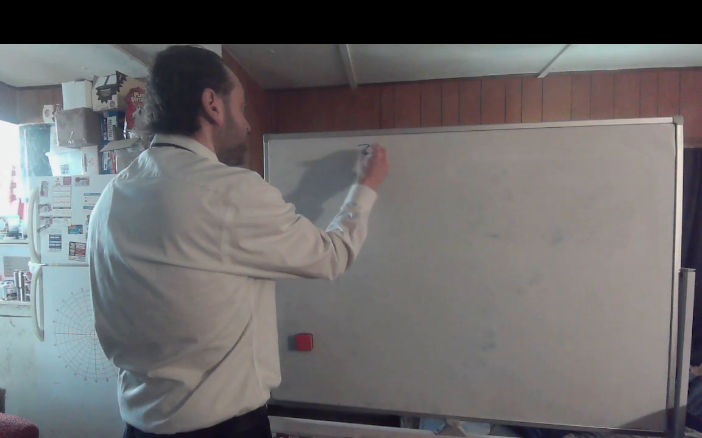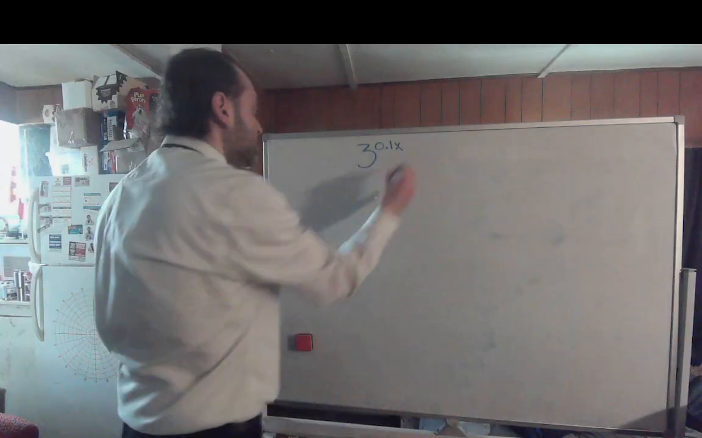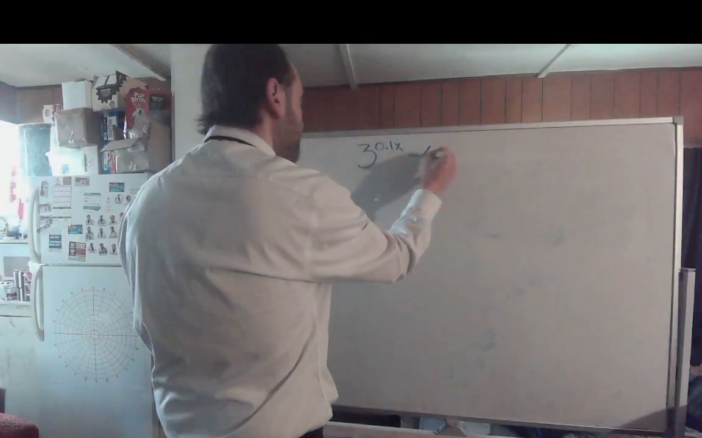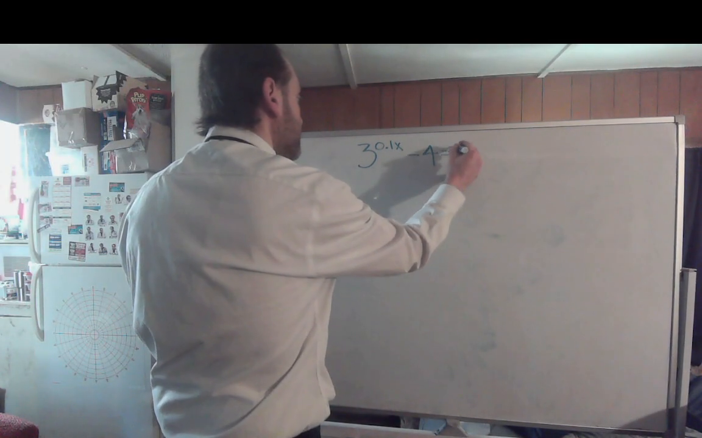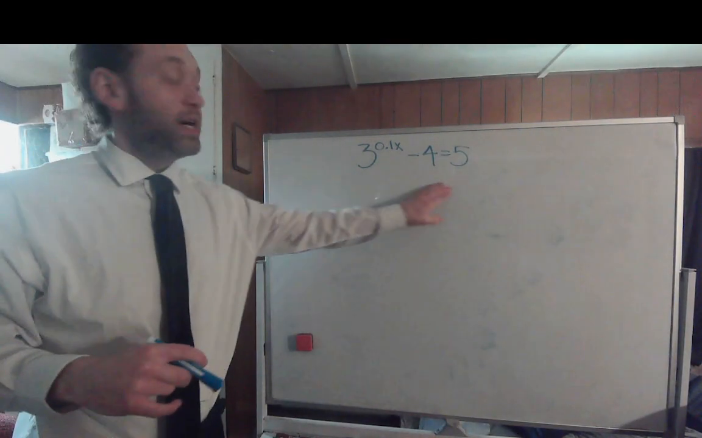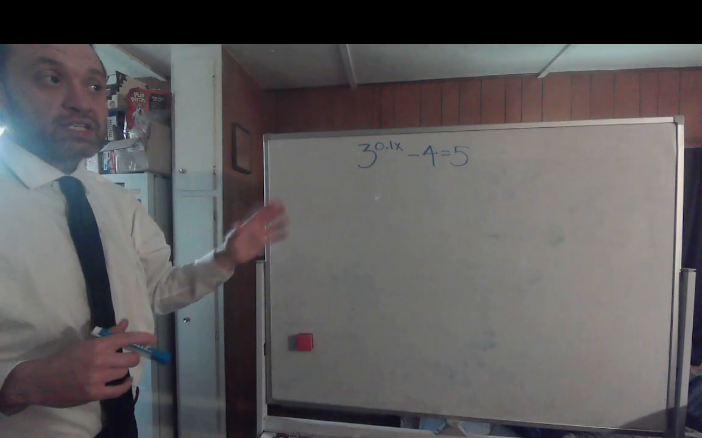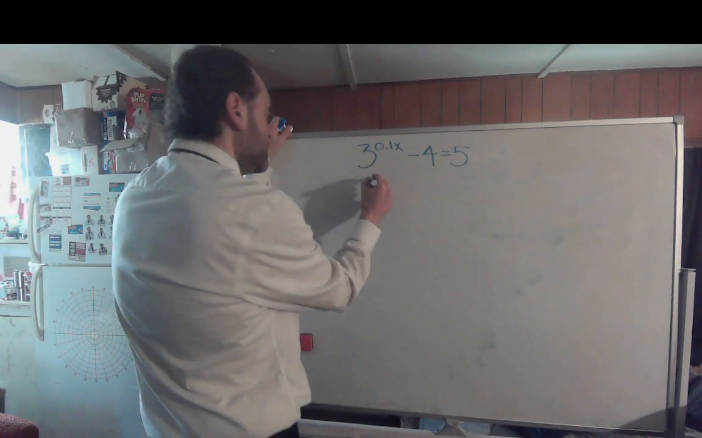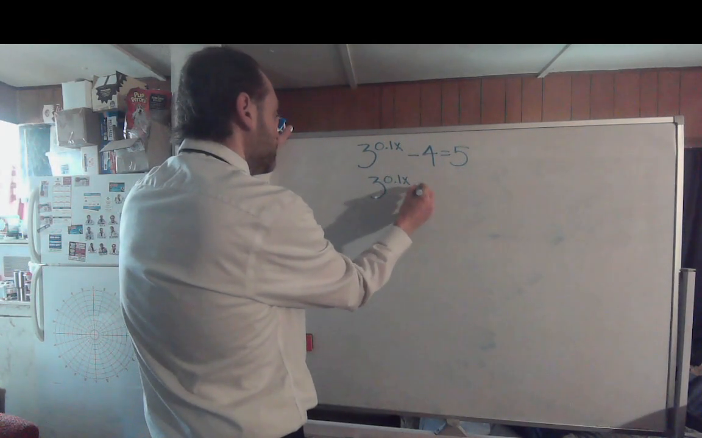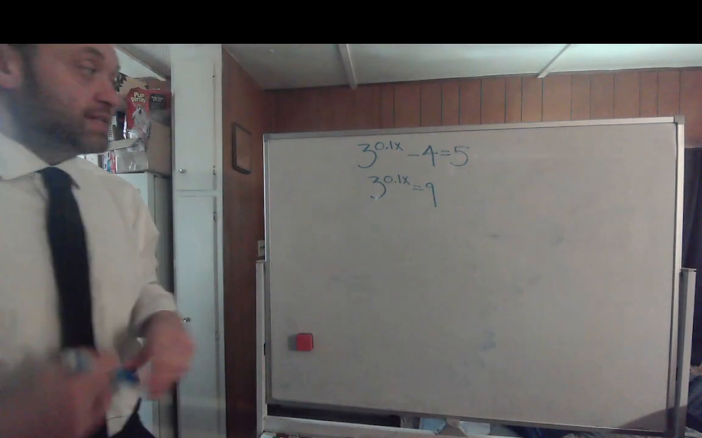All right, I have 3 to the 0.1x minus 4 equals 5. Well, let's get that 3 to the 0.1x by itself first. So this will turn into 3 to the 0.1x would equal 9. Well, this actually isn't as bad as it looks.